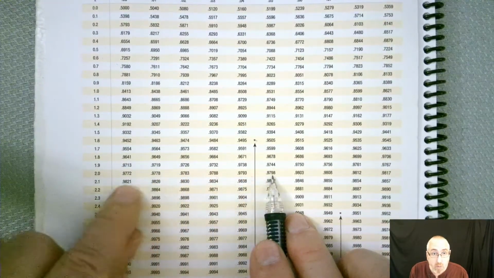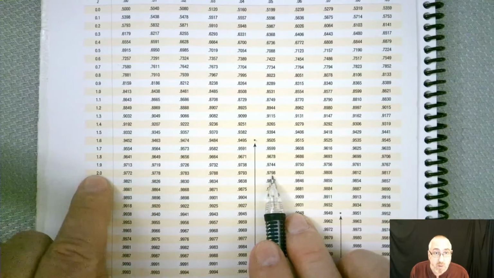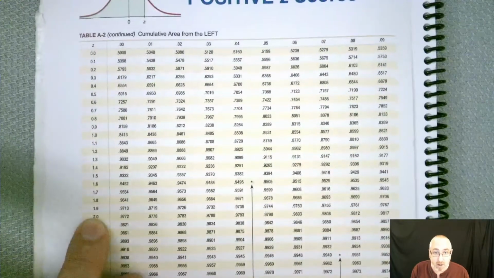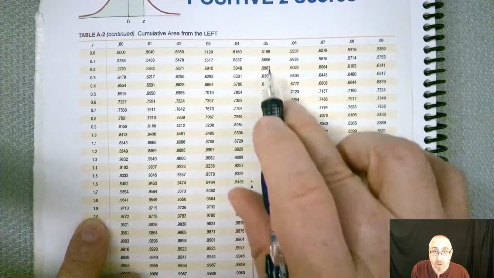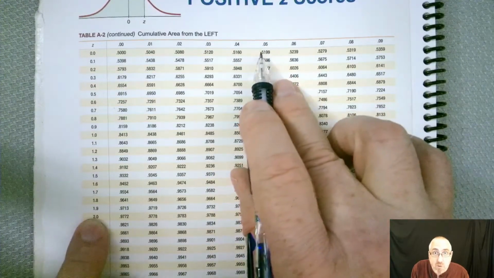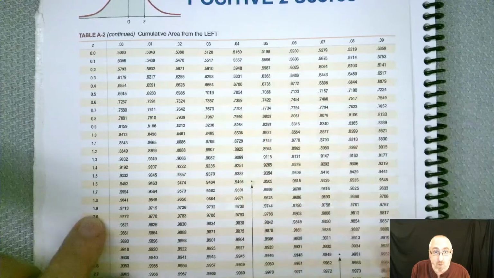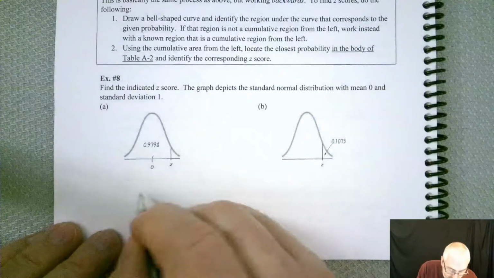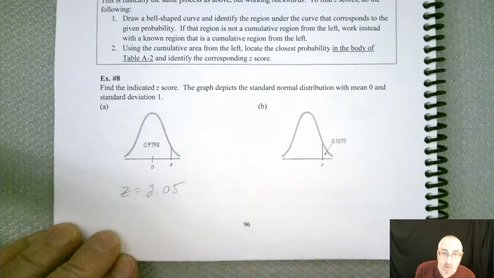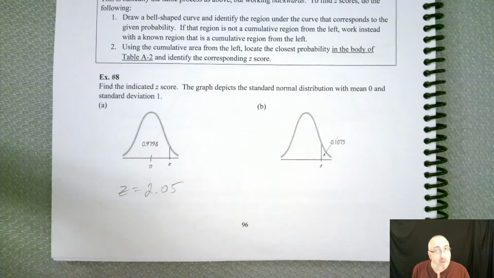So if we go all the way out to the edge, we know the first part of our z-score is 2.0, and then what's the second part? So if we go up to the top, 0.05. So we basically got to just smash those two pieces together to get our z-score. So we should end up getting 2.05. Now another way to think of it is you can add those two pieces together and that will join them together into an overall z-score.